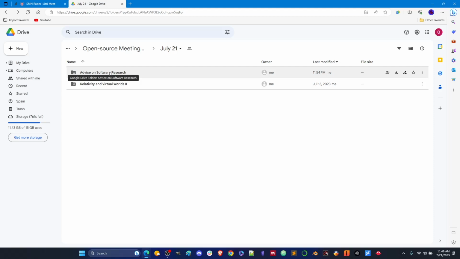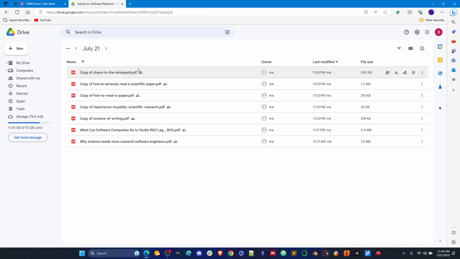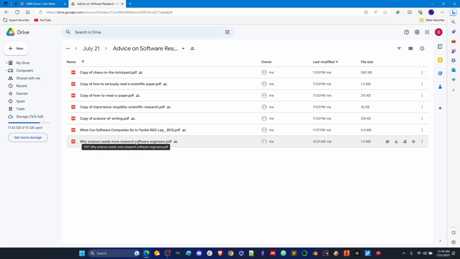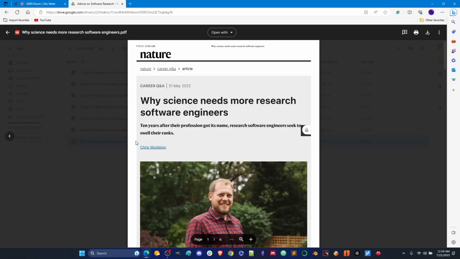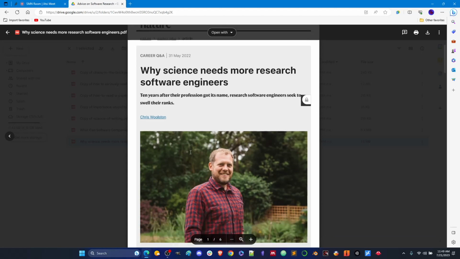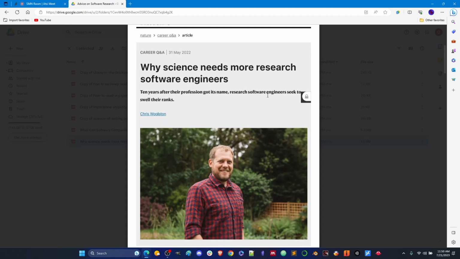But I also want to talk about this area of software research. I'm just making you aware of this. I might talk about it next week and the week after, but there's this area called research software engineering. And this is an emerging area.